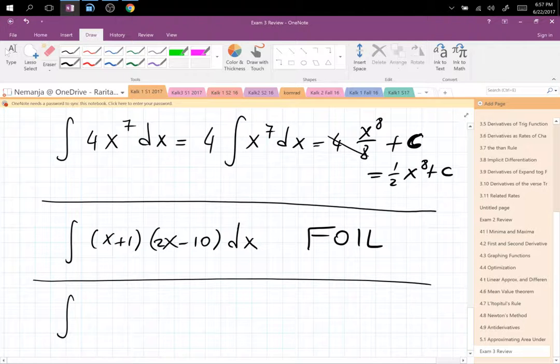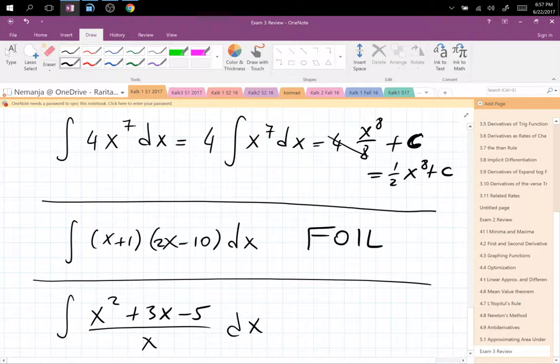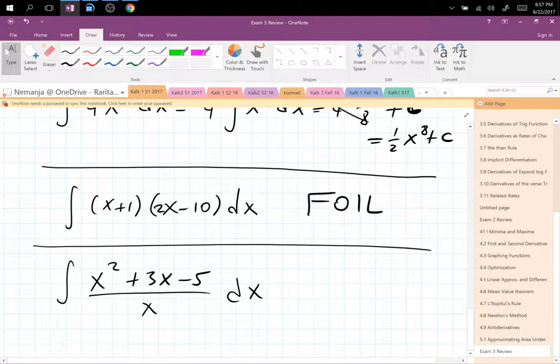Also for division, if you have, let's say, x squared plus 3x minus 5, and everything's divided by... what was here? x squared plus 3x minus 5. I don't know why he erases things that I write. It's so annoying. Yeah. Sorry, I wanted to say x cubed on the bottom.